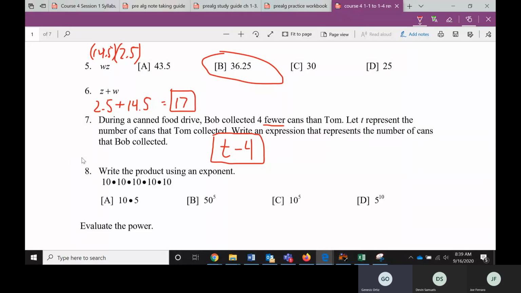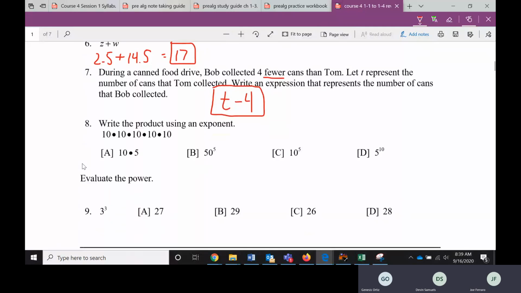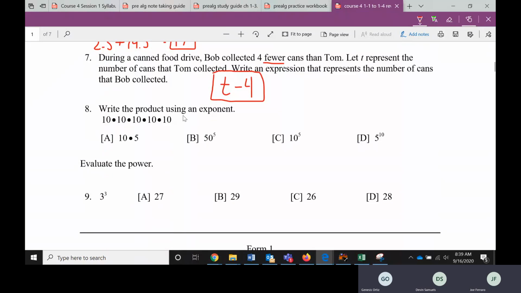Number 8, write the product using an exponent. They don't even say evaluate it, they just say write it as a power. So 10 is going to be the base. Even without counting, because this is multiple choice, this one doesn't have an exponent. This has 50 as the base. This has 5 as the base. So our answer has got to be this. You can double check and make sure there's five 10s: 1, 2, 3, 4, 5. So it's 10 to the 5th.